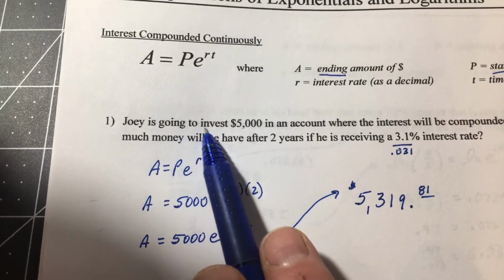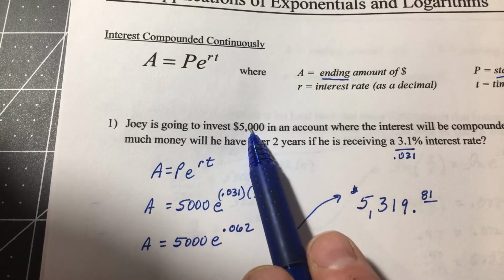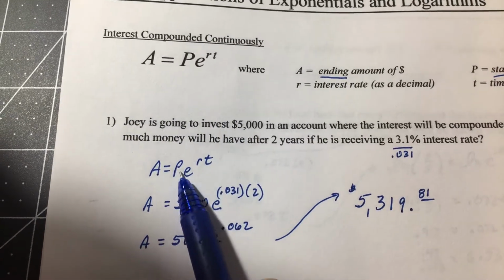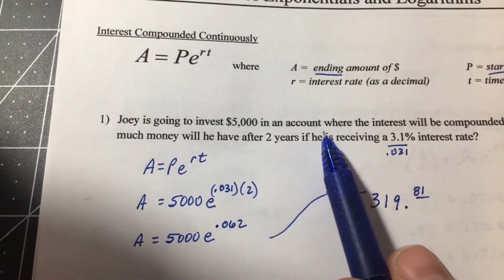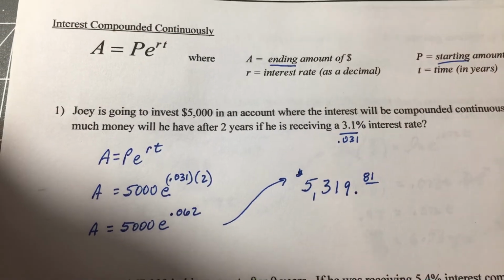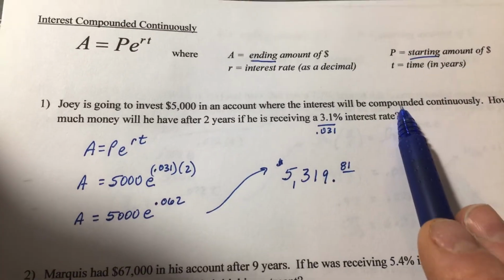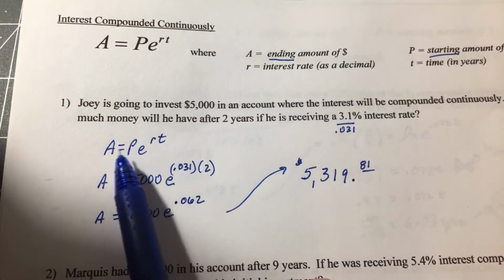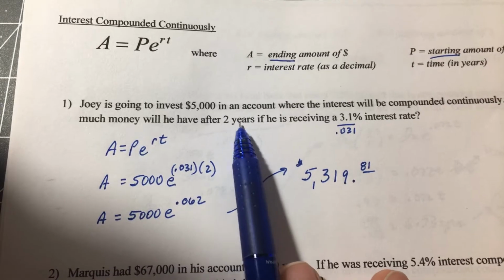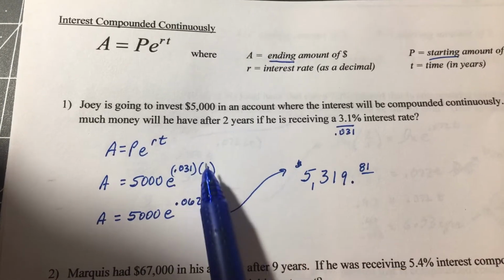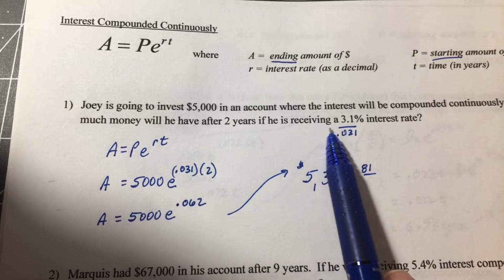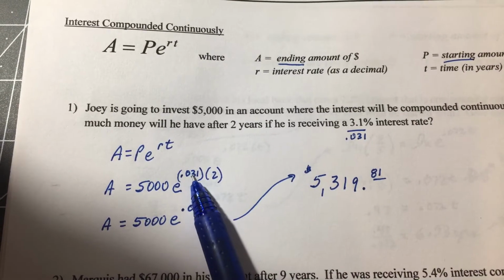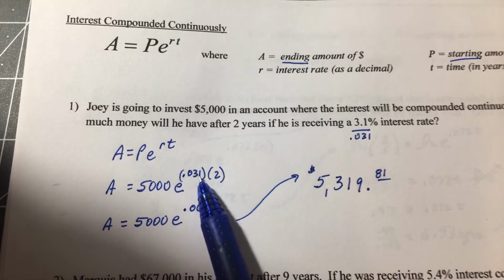So we read this first one right off the bat. It says Joey is going to invest $5,000. So what would that be, starting or ending? That'd be the starting amount, so we put that $5,000 in for our P. Then his interest in an account will be compounded continuously, and again, compounded continuously just tells us to use that formula. How much money will he have after 2 years? There's a time and it's in years, so we can plug in a 2. If he is receiving a rate of 3.1%, we make that 0.031, and we put that in as our rate.